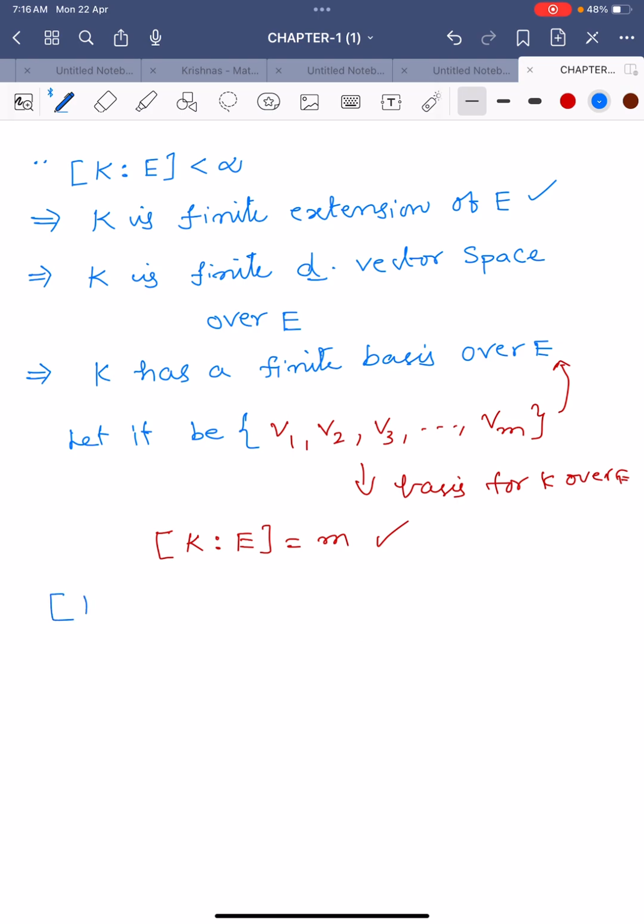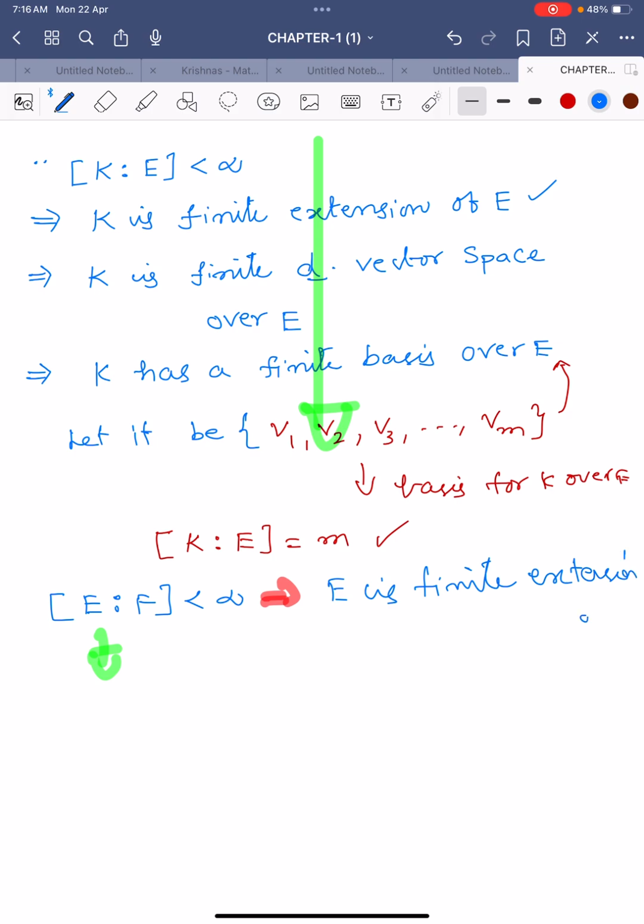Next, the dimension of E over F is less than infinity. Apply the same theory again, what we said here. What does this condition imply? This condition implies that E is a finite extension of F.